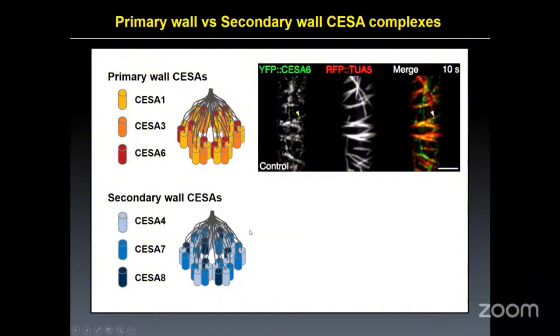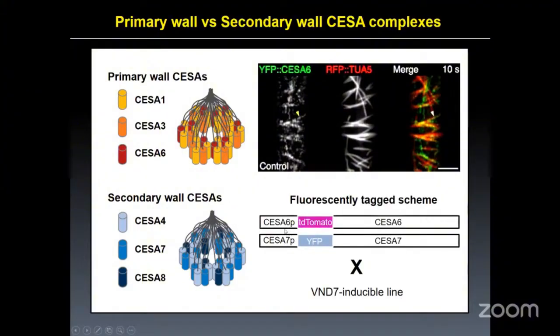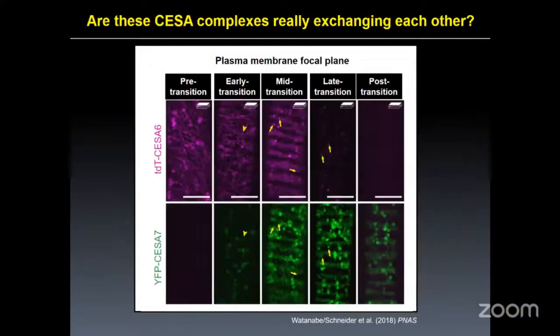And so our thinking here was that if we have a marker for this primary wall complex up here, together with another marker for the secondary cell wall in different colors, and we cross that into this inducible line, we can look at the transition between making a primary wall and a secondary wall in real time. And this actually turned out really nice. These are just stills from that, but I think you get the picture.